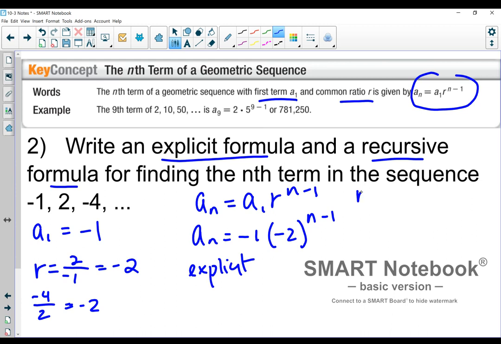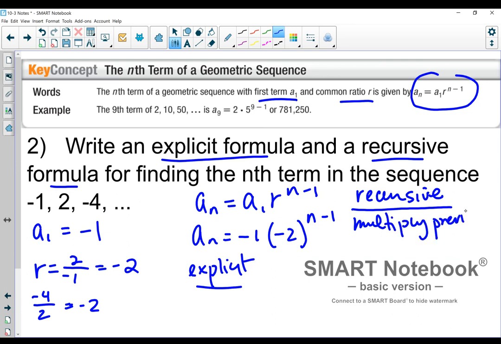For recursive, I always like to start out by thinking, what am I doing each time to the previous term? So this really has to do with that common ratio, or if I'm doing arithmetic, the common difference. So I am multiplying by -2 each time. So multiply the previous term by -2. It just helps me to think about this in words.